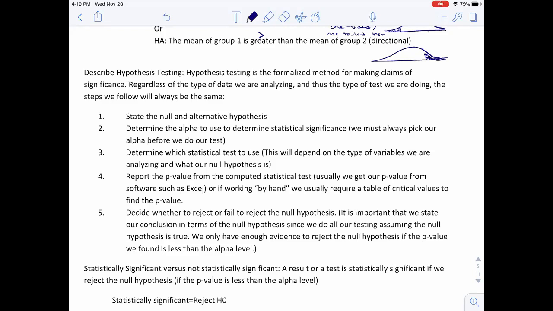One thing that I will point out, right? Our conclusion is always in terms of the null hypothesis. The reason is because we did all our testing assuming H naught is true, right? And so if we're rejecting H naught, we can't just say, oh, we're gonna fail to reject the alternative hypothesis. That doesn't make sense because we did our testing assuming the null hypothesis is true. So then our conclusion should be, oh, we were right or we were wrong, right, in terms of our null hypothesis.